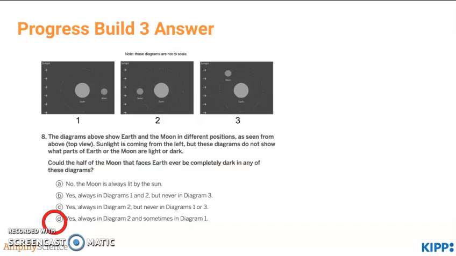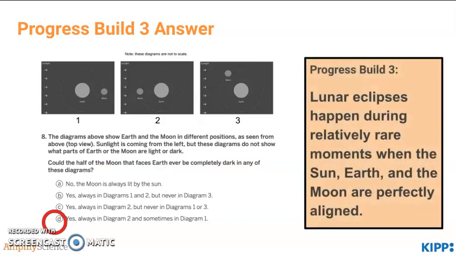Additionally, students should know that at position 1, although it is usually a full moon, occasionally a lunar eclipse can occur. So this is really getting students to understand that there are 2 key times that the half of the moon facing Earth can be dark. During a lunar eclipse, which happens sometimes, or during a new moon, which happens always. If they've done this, they know Progress Build 3, which is that lunar eclipses happen during relatively rare moments when the sun, Earth, and the moon are perfectly aligned.